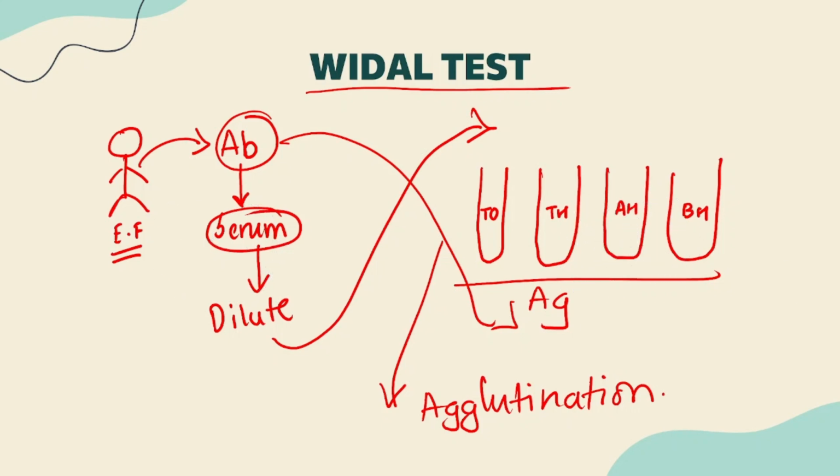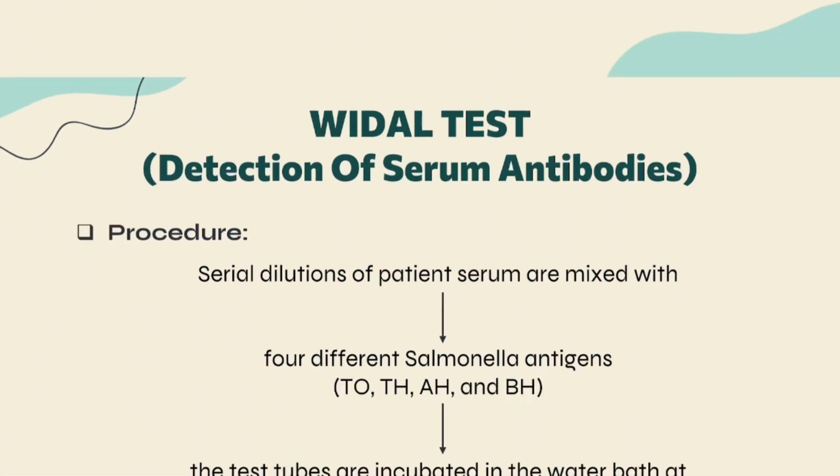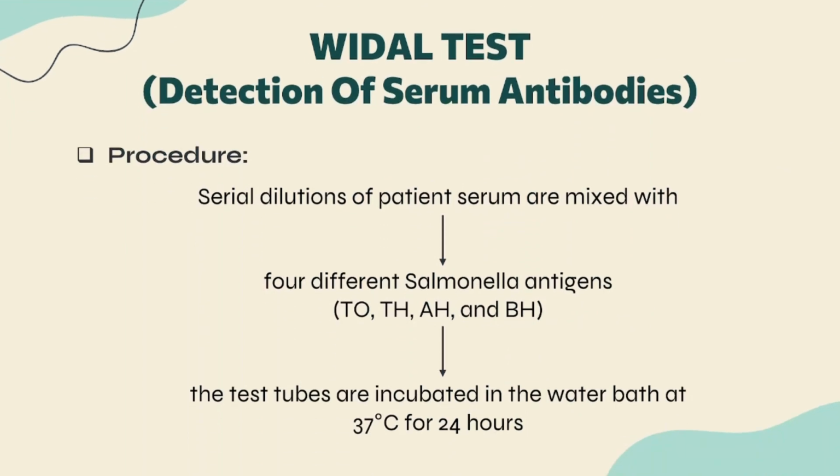So this is all about the Widal test, and the same procedure is mentioned in the next page in the form of a flow chart. We have to collect the patient serum, do serial dilution, and then it is mixed with the antigens that I've mentioned in the first page. The TO, TH, AH and BH antigens we have to take, and put the serially diluted serum inside that. The serum has the antibody and the test tube has the antigen. The antibody antigen reaction will take place, and that is the Widal test.